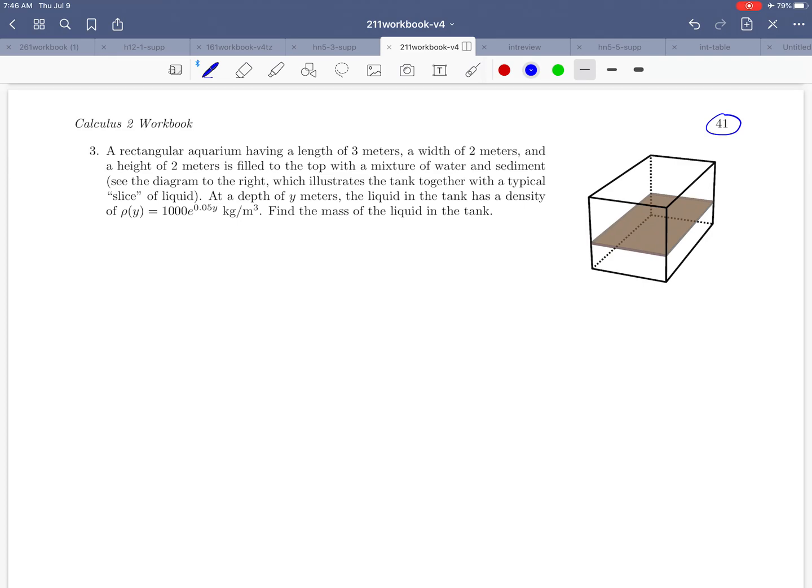So they're giving us a rectangular aquarium that has a length of 3 meters, a width of 2 meters, and a height of 2 meters. And it's filled to the top with a mixture of water and sediment. Then they go on to say that at a depth of y meters, the liquid in the tank has a density of rho of y equals 1,000 e to the 0.05 y kilograms per cubic meter. And they would like us to find the mass of the liquid in the tank.